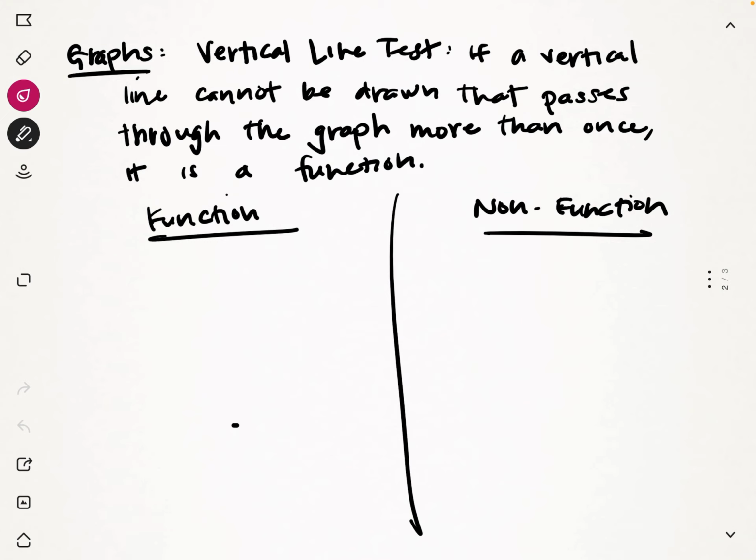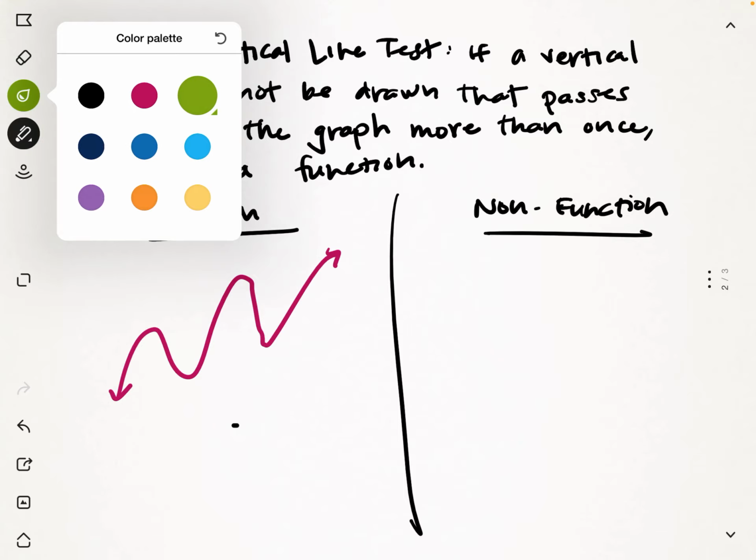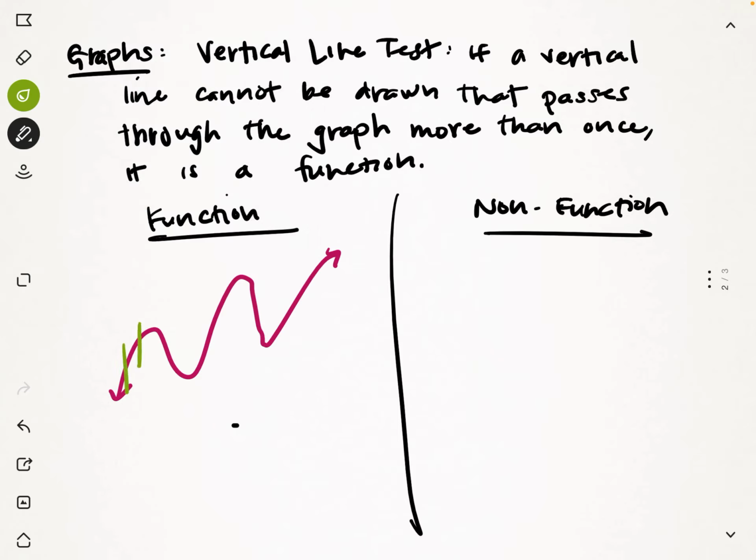Okay, so graphs, the vertical line test. It's very wordy, but it's really simple in practice. It says if a vertical line cannot be drawn that passes through the graph more than once, then it is a function. So let's draw an example of a function. It can be super curvy, right? And the vertical line test says that as long as I can't draw a vertical line passing through this graph more than once, then it's definitely a function.